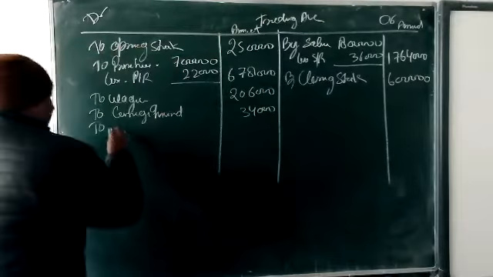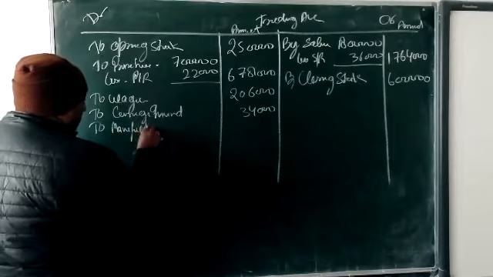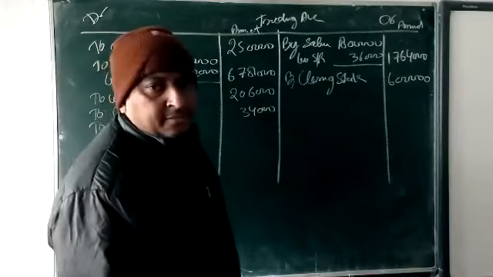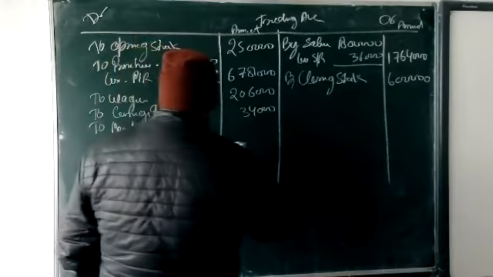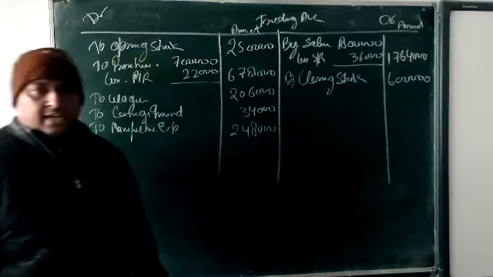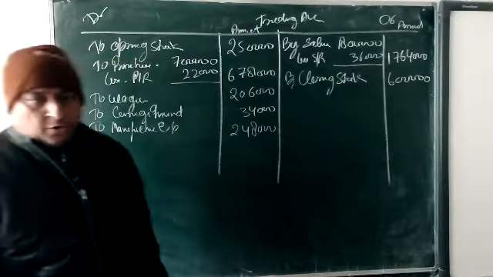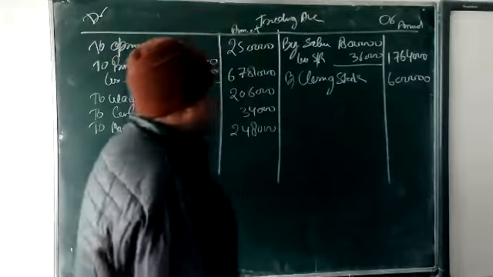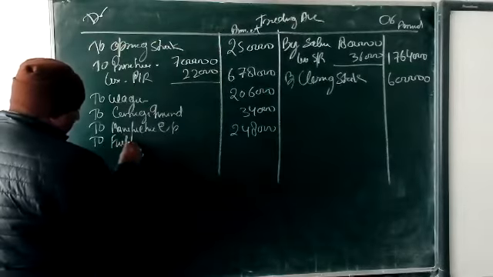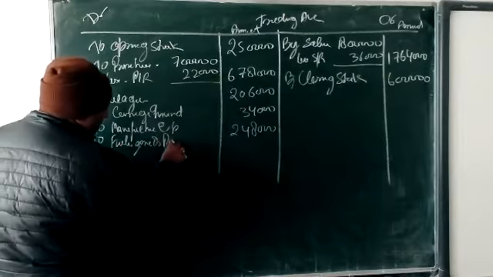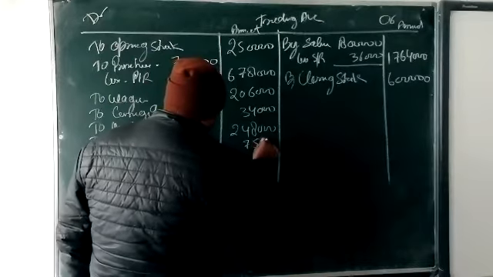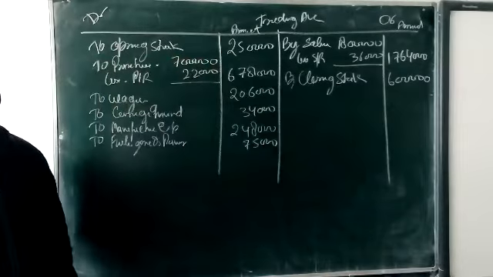Okay, next. Manufacturing expense. Manufacturing expense is a direct expense, because manufacturing is done in the factory. Amount, beta? Sir, 2,48,000. Sir, fuel, gas and power. Fuel, gas and power are utilized in your factory. Amount, beta? 75,000. Yes, sir. Okay, next.